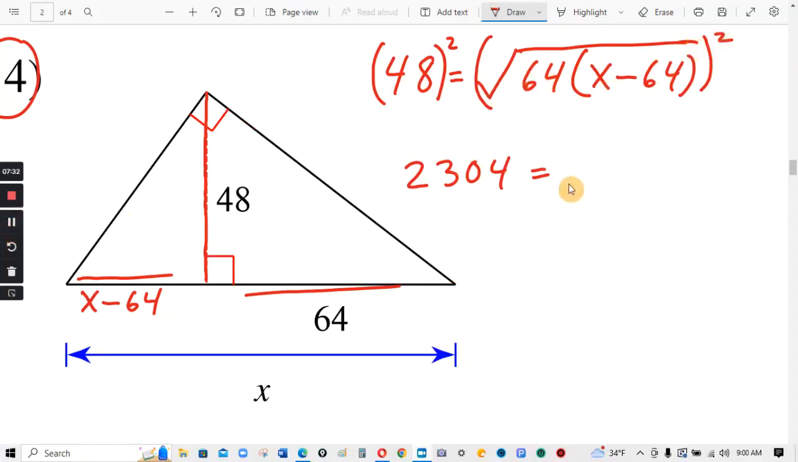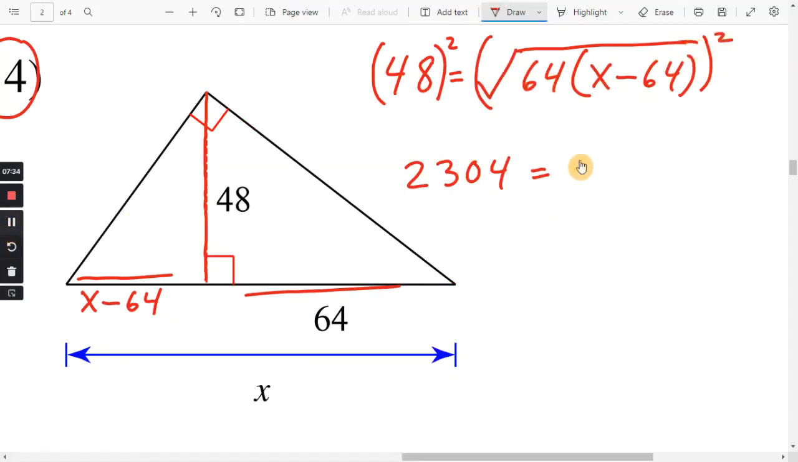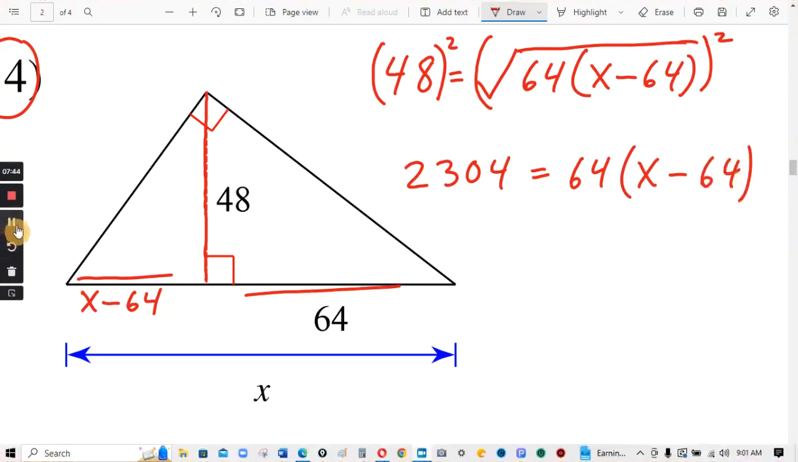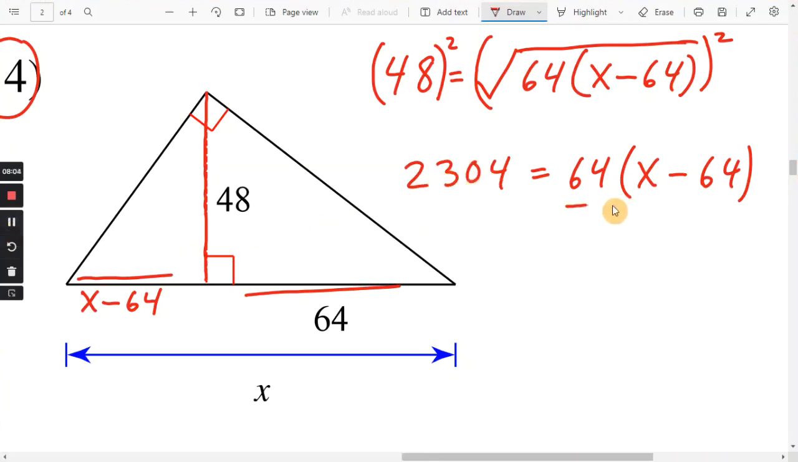When you square it, you just remove the square root. So that's going to be 64 times x minus 64. Now, you could distribute this 64, but since we want to get rid of it anyway, maybe this is divisible by 64. So I'm going to check on my calculator and see if it is. Okay, and this is divisible by 64. So what I'm going to do is just divide both sides by 64.